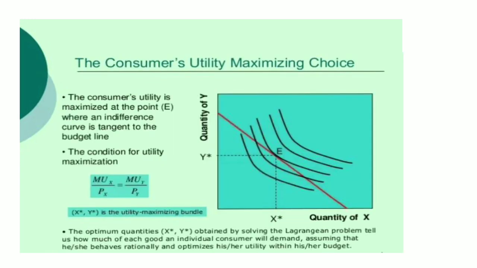Next is the consumer's utility maximizing choice. The consumer's utility is maximized at the point E, where an indifference curve is tangent to the budget line. The condition for utility maximization: the optimum quantities of x and y obtained by solving the Lagrangian problem tell us how much of each good individual consumers will demand, assuming that he or she behaves rationally and optimizes his or her utility within his or her budget.